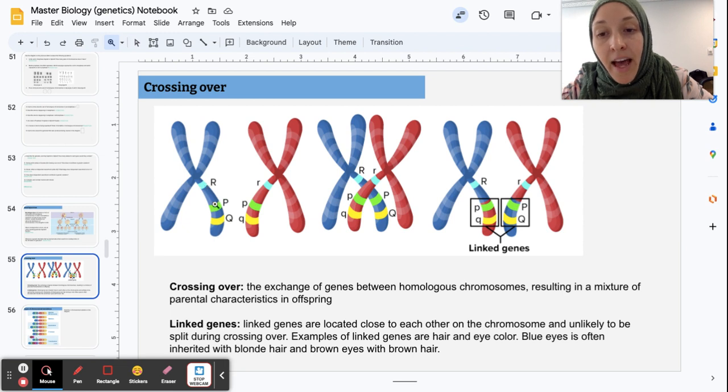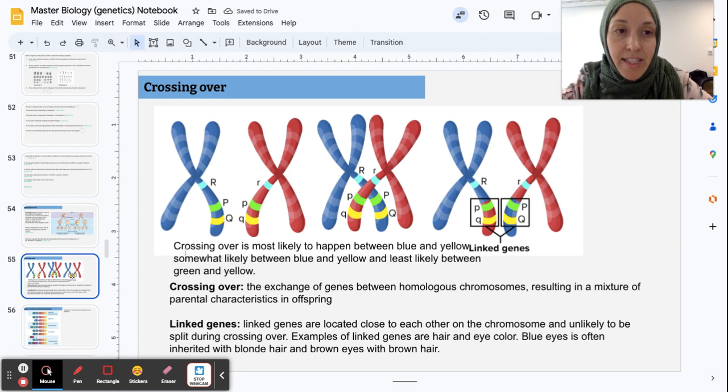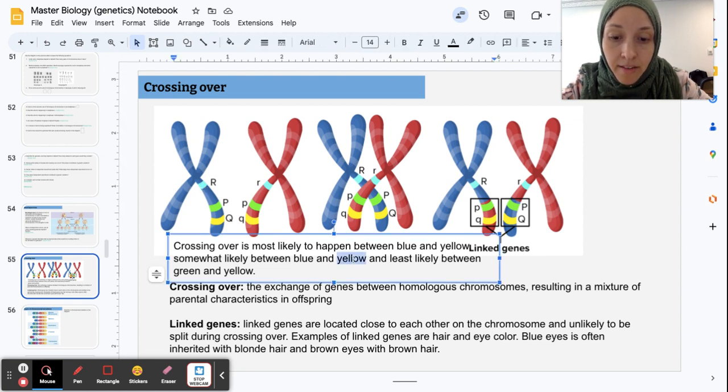It's very likely to happen between Q and R. It is decently likely to happen between R and P. And it's unlikely to happen between P and Q because they're the closest. So I'll say this again. Crossing over is most likely to happen between blue and yellow because they're the furthest apart. Somewhat likely to happen between blue and green. And least likely to happen between green and yellow.